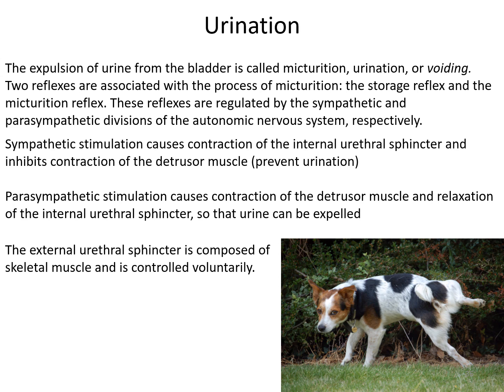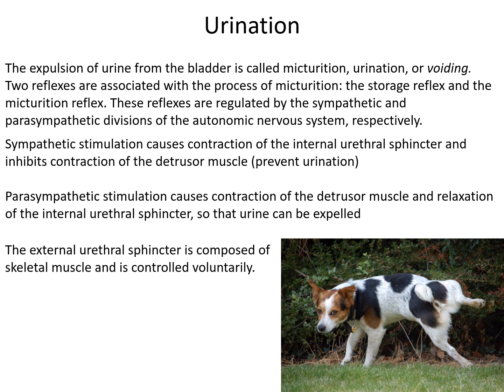So that's only going to happen under parasympathetic activation. Sympathetic activation is going to do the exact opposite. We're going to relax the detrusor muscle and contract that internal urethral sphincter in order to hold it in. Okay, so again, the parasympathetic then is going to actually contract the detrusor and relax that internal urethral sphincter so that the urine can come out.